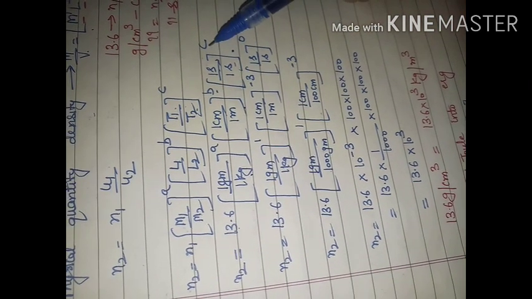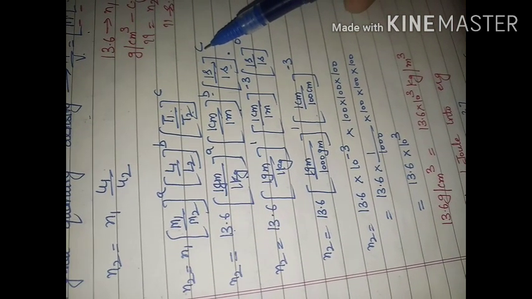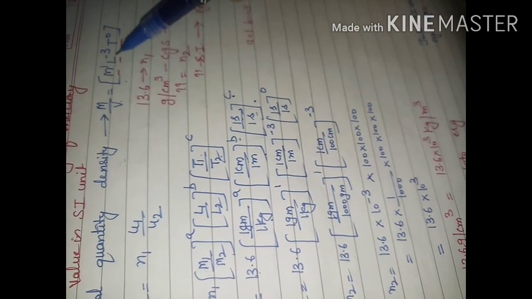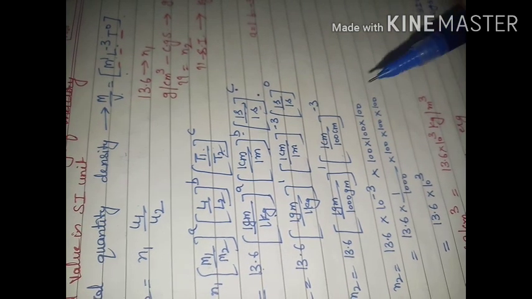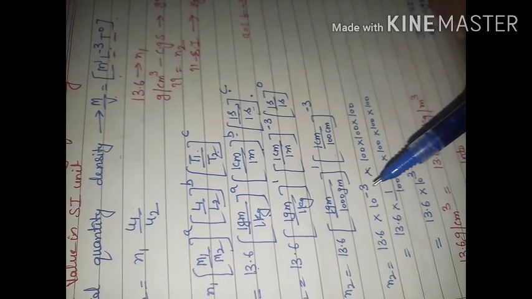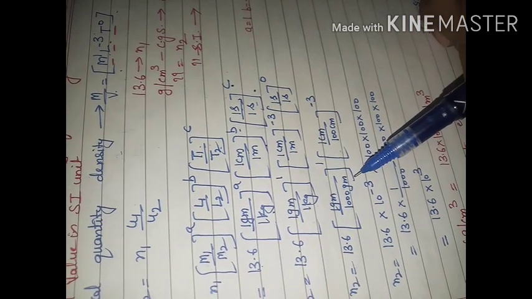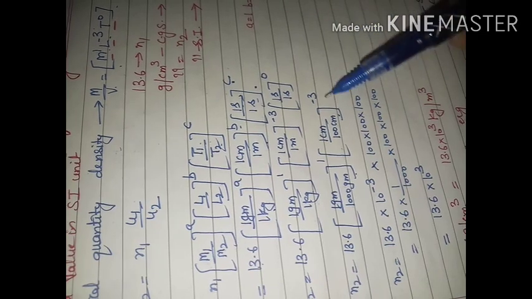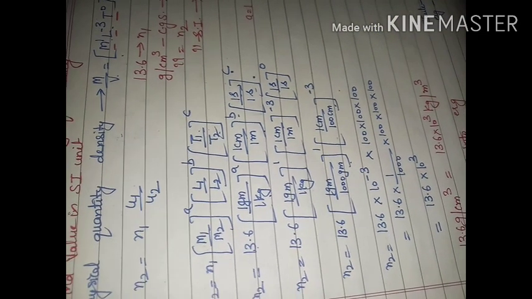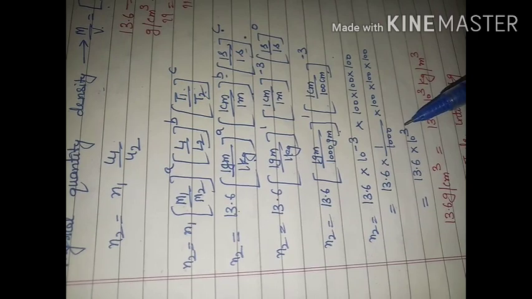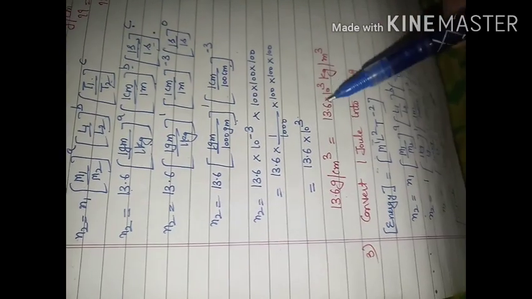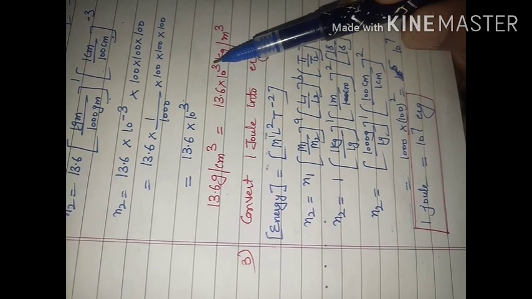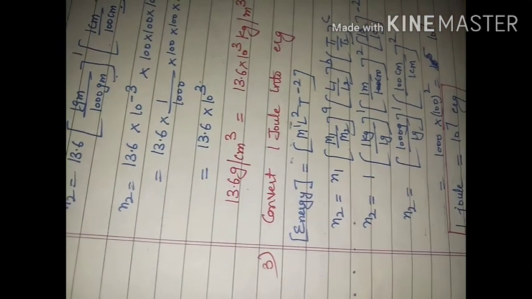Now A, B, C, these values we replace. With the help of dimensional formula of density, A will be 1, B will be -3, C will be 0. Put the values here and replace 1 kilogram by 1000 gram, 1 meter by 100 centimeter. This factor will become 1. And you solve it. When you will solve it, you will get 13.6 into 10 raised to power 3. So 13.6 gram per centimeter cube is equal to 13.6 into 10 raised to power 3 kilogram per meter cube.